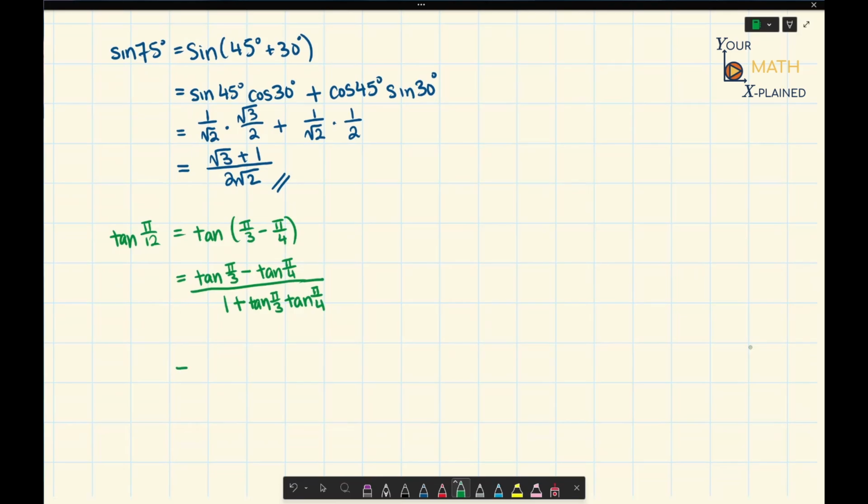So this is equal to tan of pi over 3 is root 3. Tan of pi over 4 is just equal to 1. And this is over 1 plus root 3 times 1. So then our final answer is just going to be root 3 minus 1 over 1 plus root 3.